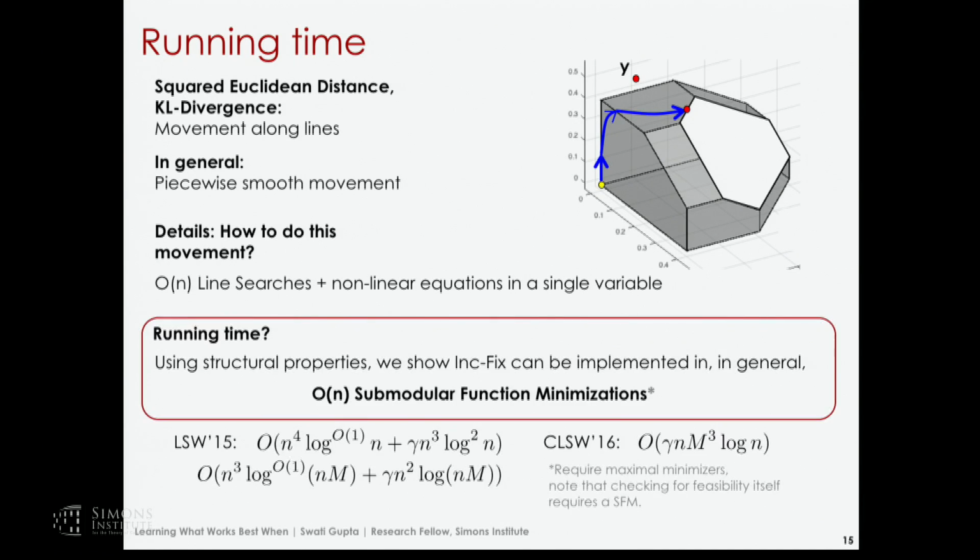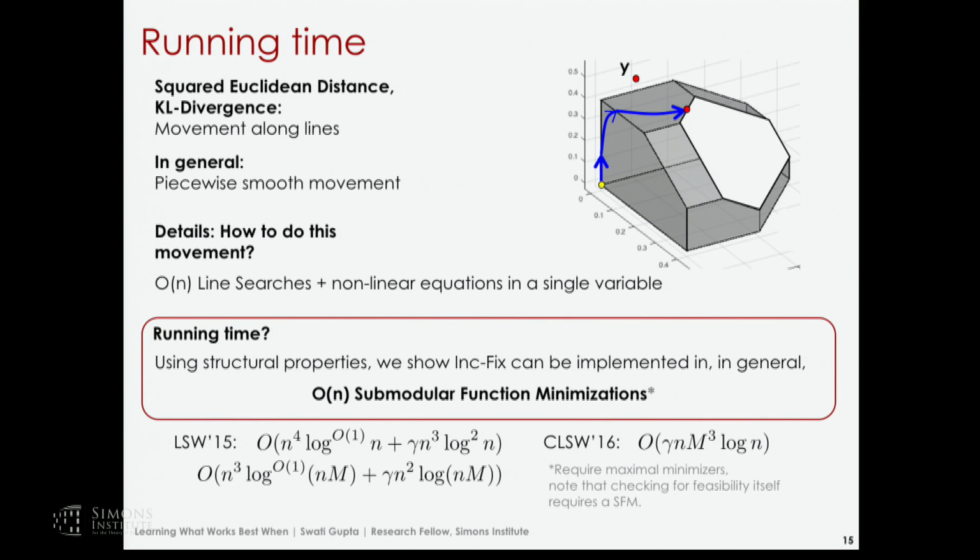Using some more structural properties of the minimizers of parametric submodular functions, we can show that this entire thing can be amortized in order n submodular function minimizations. And this result is independent of the structure of the submodular function. So as long as you have only black box access, you do need to compute this minimizer exactly.